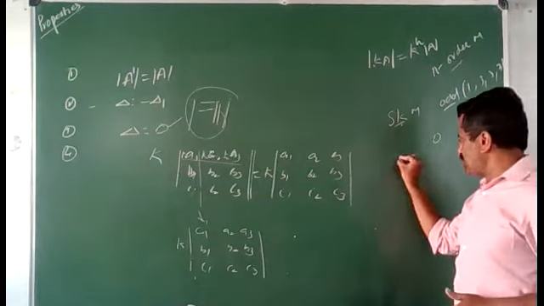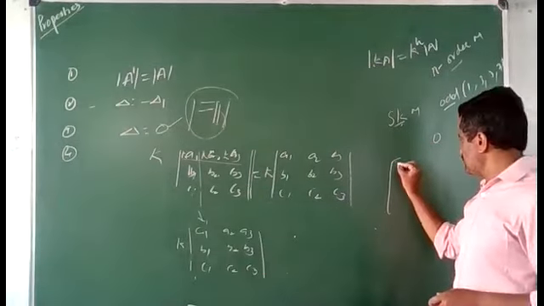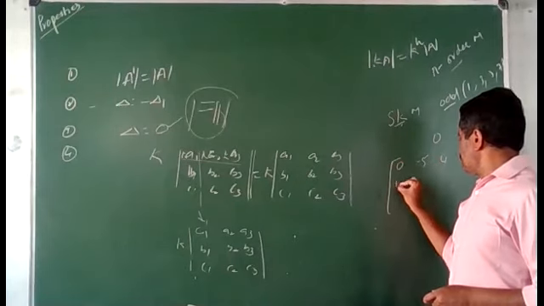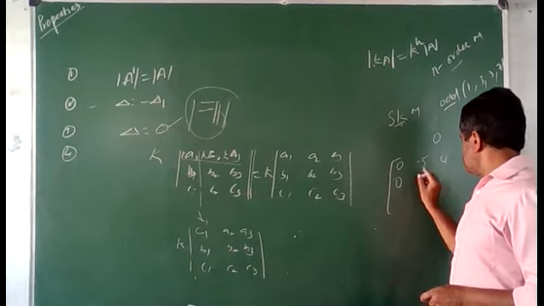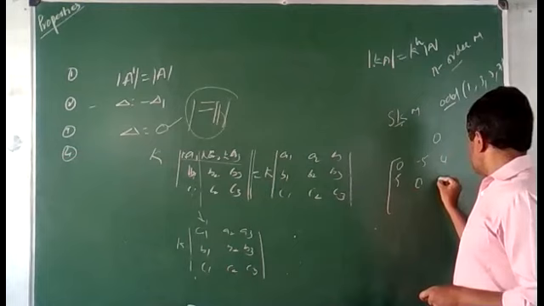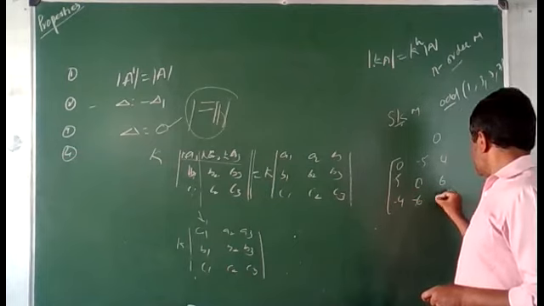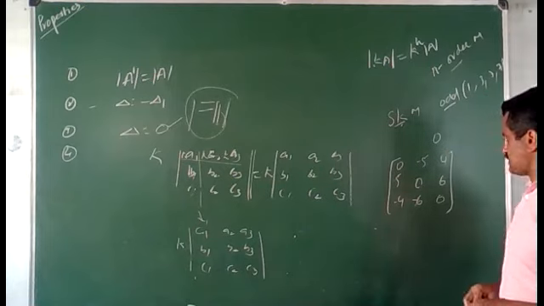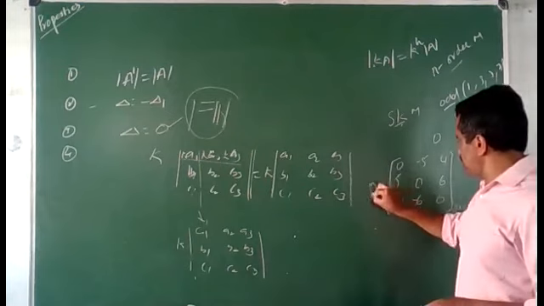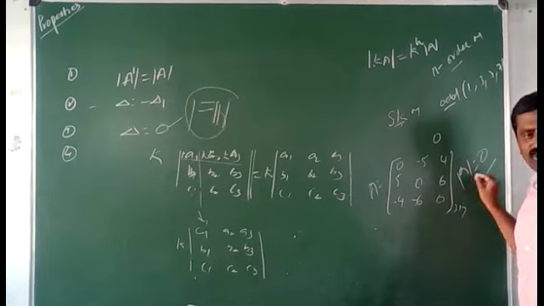You should remember this. For example, a skew symmetric matrix of order 3: 0, minus 5, 4, then 5, 0, minus 6, then minus 4, 6, 0. It is a skew symmetric matrix of order 3 by 3. Then what is the determinant of A? It is equal to 0. You should remember this.